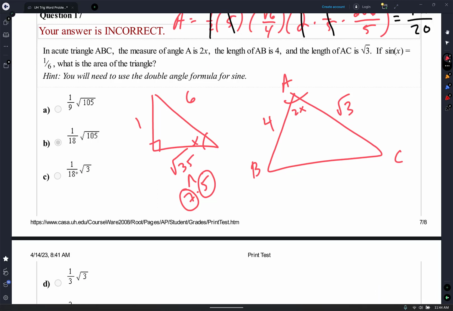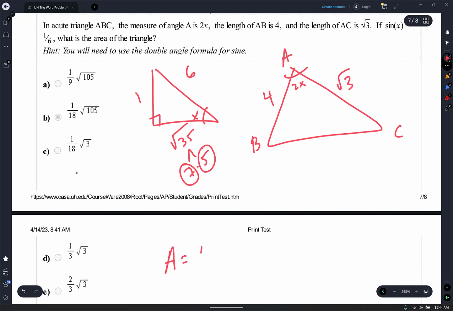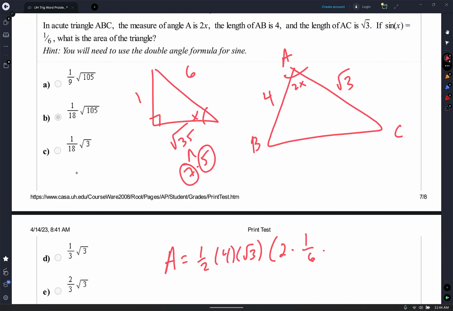So area: 1/2 times 4 times square root of 3 times 2 times sine x, which is 1/6, times cosine x, which is square root of 35 over 6. Okay, let's see what we can cancel out. 1/2 and 2 cancel out. And actually, that's all I see. All right.